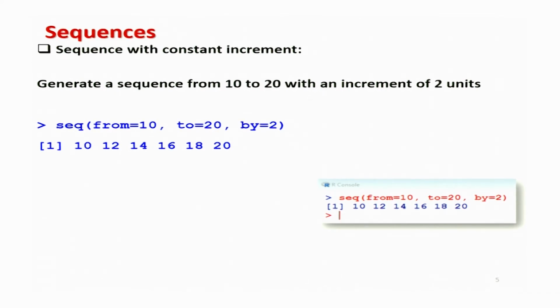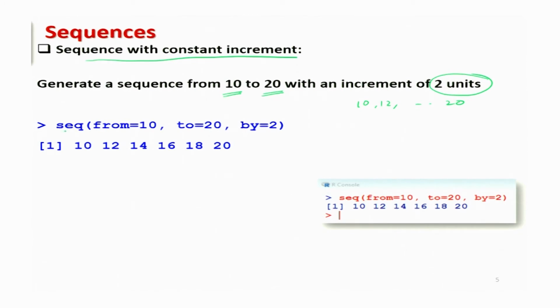So, now I take one more operation where I want to generate a sequence with constant increment, and my objective is that I do not want the default increment. Suppose I want to generate a sequence which starts at 10 and ends at 20, and the increment in the values is of 2 units. So, you can say like 10, 12, 14 up to 20. Now, how to define this sequence in the R software?